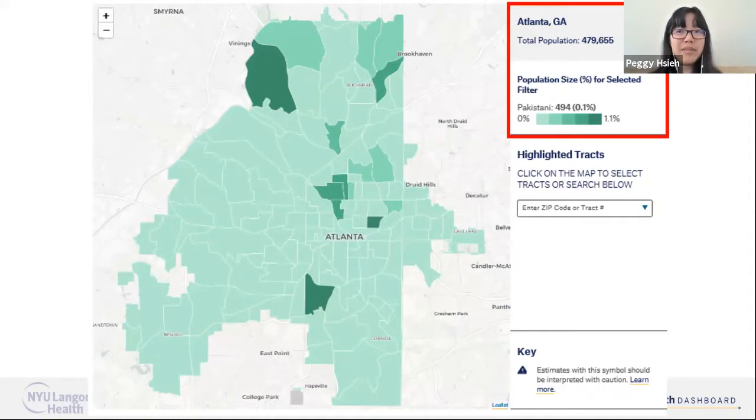Here's a screenshot of the map that appears. This one shows Pakistani population in Atlanta, Georgia. And you can see on the upper right is all the different information for this map. And so you can see that the Pakistani population is about 0.1% of the total city population. And in some census tracts, there can be up to 1.1% of a single census tract. And so the scale bar here shows population density with darker colors indicating higher population density. So if you look on the map here, you'll see that the darker green census tracts are where there's a higher density of Pakistani residents in this given city.